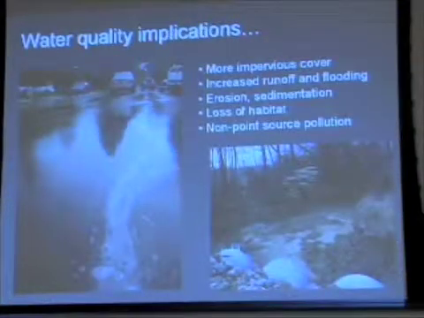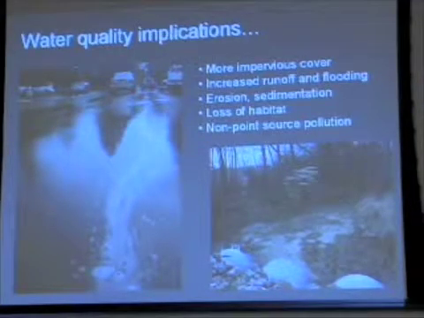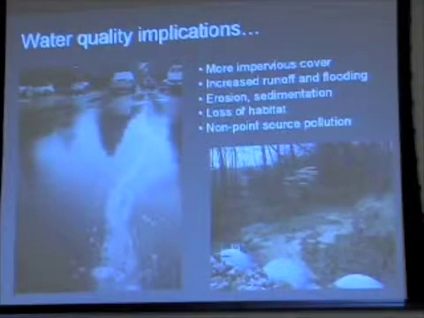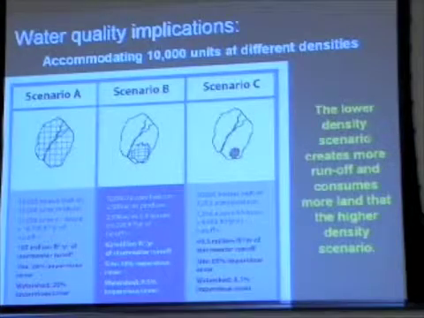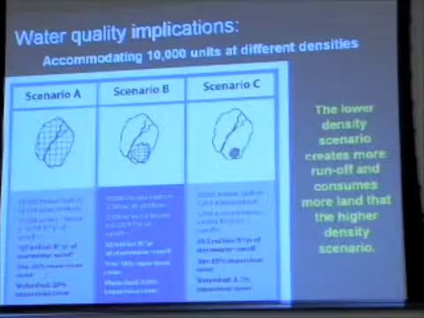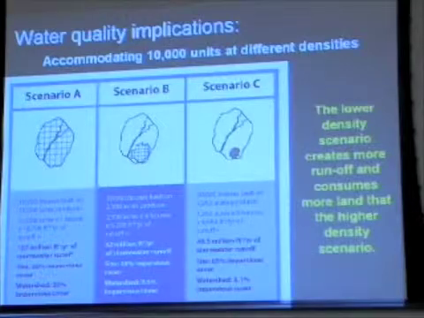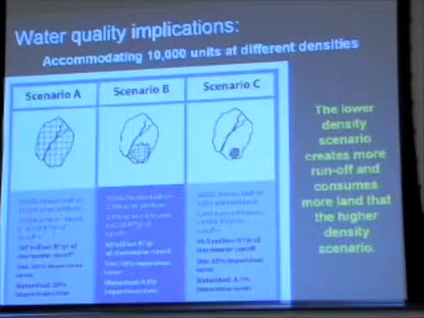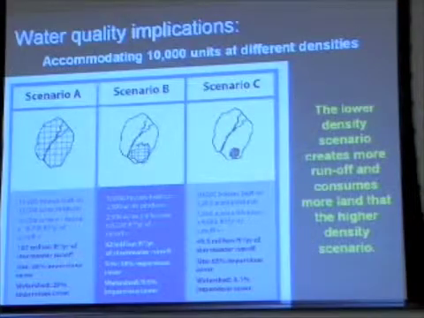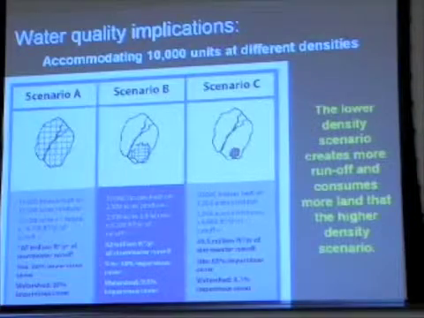And it really spreads out the impacts of development. More and more impervious surfaces, more runoff, more erosion, sedimentation, loss of habitat. And the EPA did a phenomenal study a few years ago that looked at these and looked at the watershed implications and said, well, what if we looked at different development patterns for the same amount of growth? And so what they said is, let's look at 10,000 housing units built at different densities.